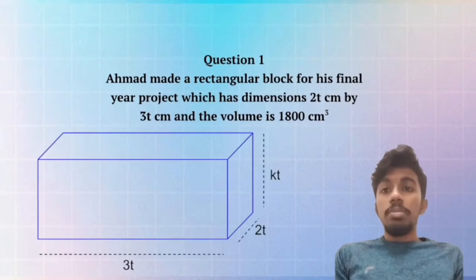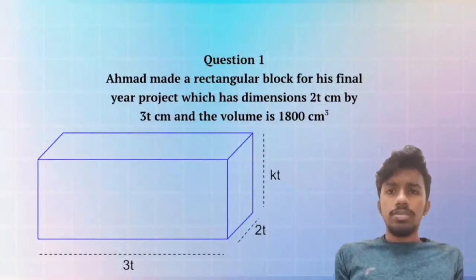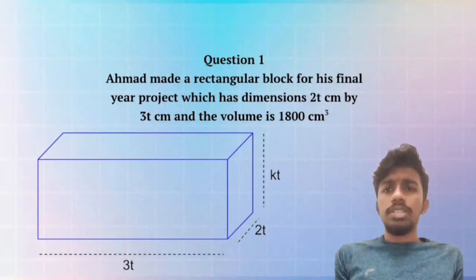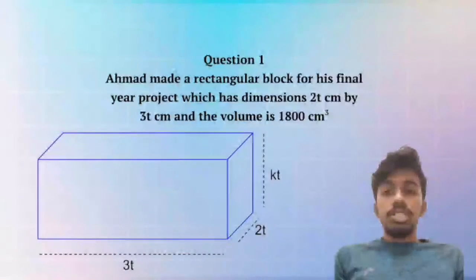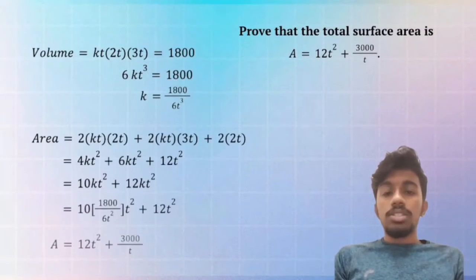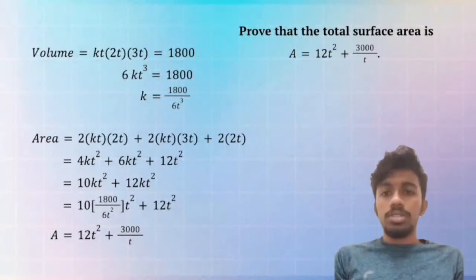First question. Hamad made a rectangular block for his final year project which has dimension 2t cm by 3t cm and the volume is 1800 cm cube. And the question is: prove that the total surface area is A equals 12t square plus 3000 over t.